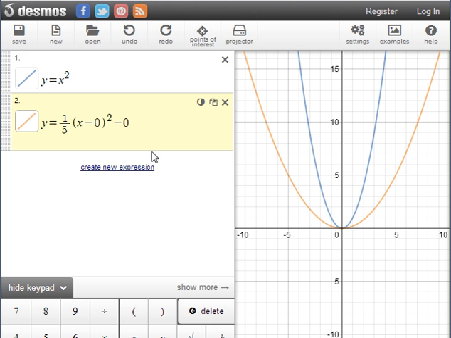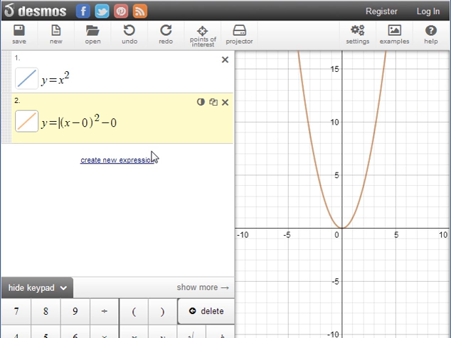Now, just for the heck of it, let's go back and try making the a values negative. So what if I make it -1? Well, take a look at the red parabola. Look what happens. We get a frowny face.